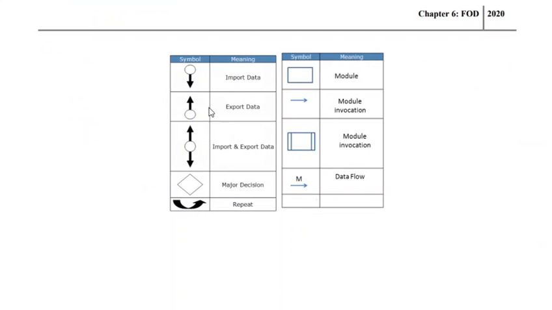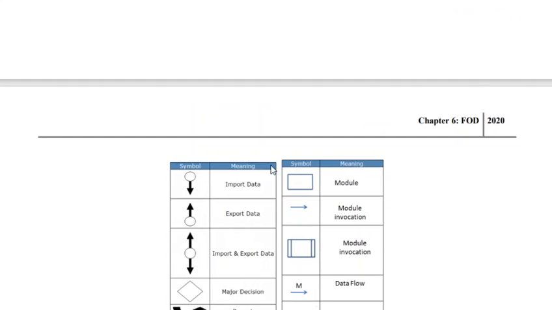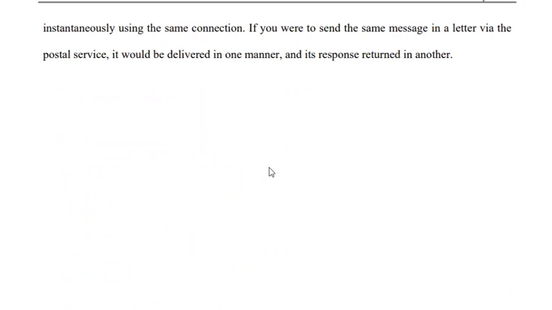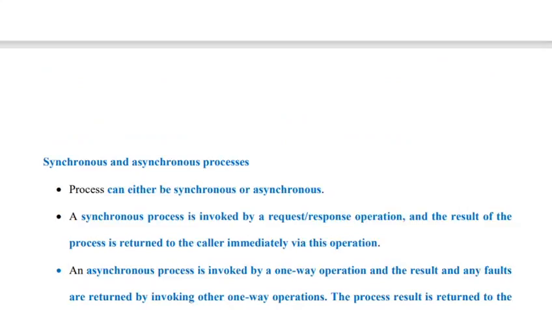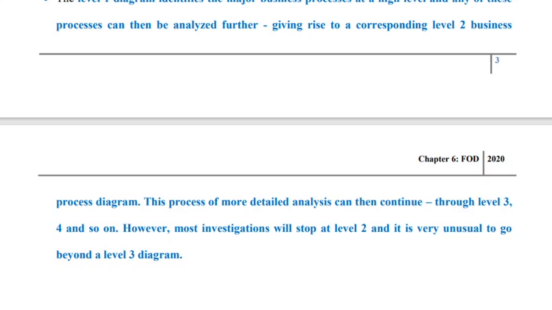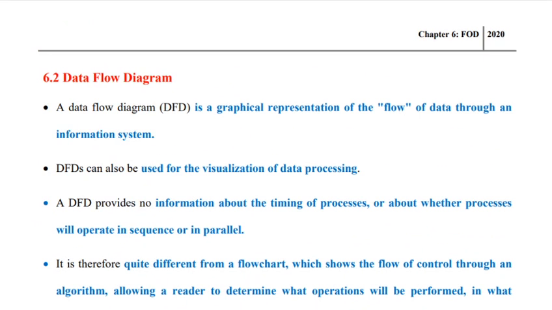These are some of the important notations. This is used for import data. This is for export data. This is for import and export data. This is a major decision. This is repetition. This is a module. This is a module invocation, or this is a subroutine, right? Again, and data flow. We'll try to understand the data flow diagram and the structure chart with the help of an example. We'll take up an example and try to understand how to create a data flow diagram and how to represent it suitably using a structured chart.